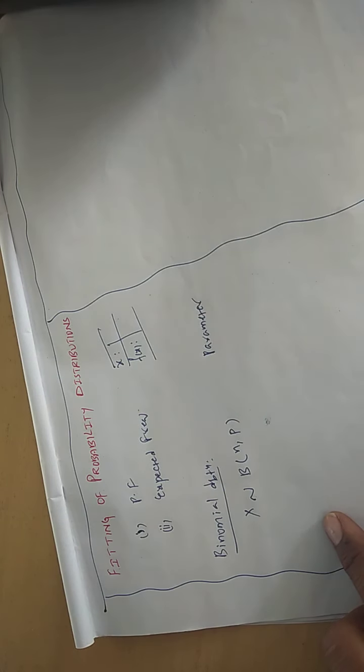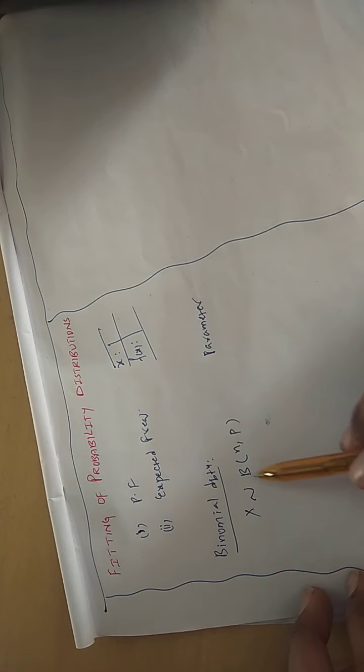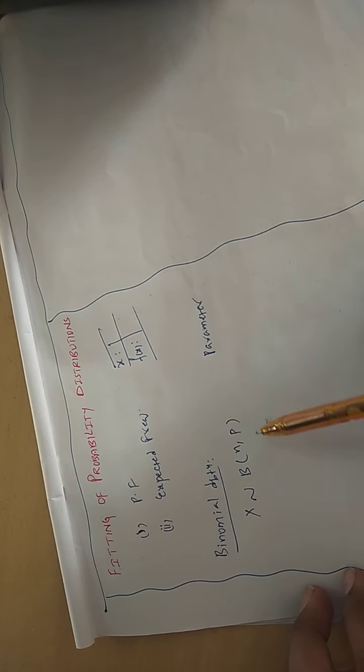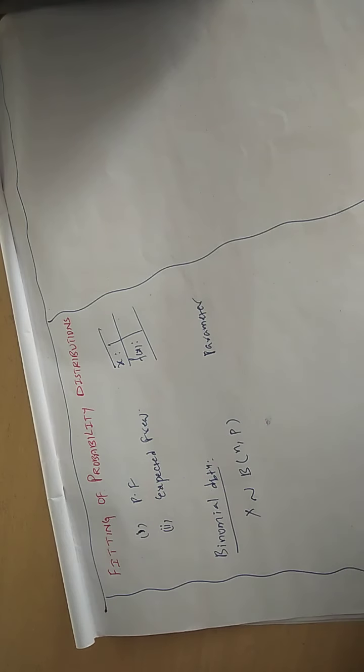You all know very well the parameter is a very, very important quantity for calculation. So if you want to understand the binomial distribution, you must have the n value and p value. Hence n, p are known as the parameters. Now we are going to understand how to fit the binomial distribution.